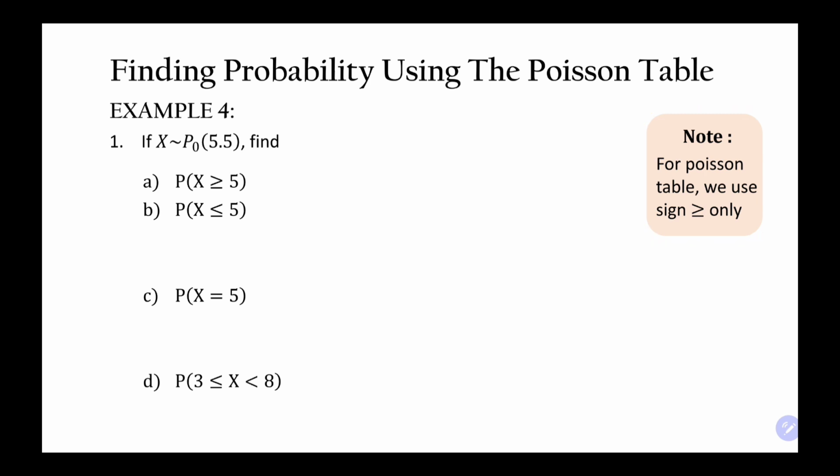If X follows Poisson with lambda 5.5, first find P(X greater than or equal to 5). Please note that for the Poisson table we use the sign greater than or equal to only, same as the binomial table. So for question A, we have P(X greater than or equal to 5). We have the greater-than-or-equal sign, so we can find it directly from the table. Lambda is 5.5 and r equals 5.